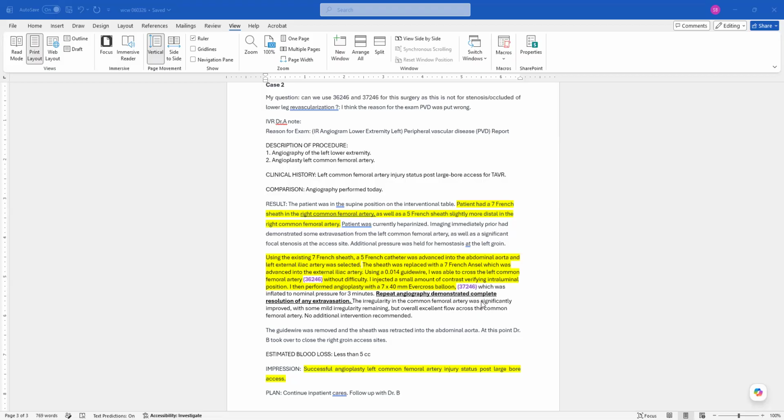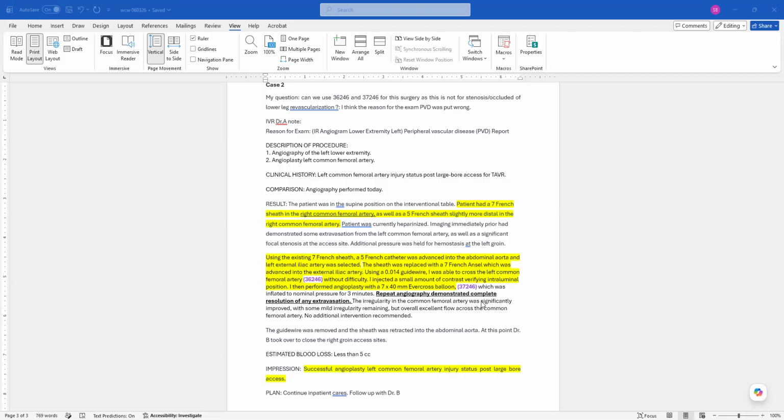I want you to focus on, first of all, the fact that I see the left common femoral artery injury in that clinical history. That tells me right there, and they're coming from that other procedure that happened during the other procedure with the other doctor. Right there, the reason why they're being referred for the procedure is the left common femoral artery injury.